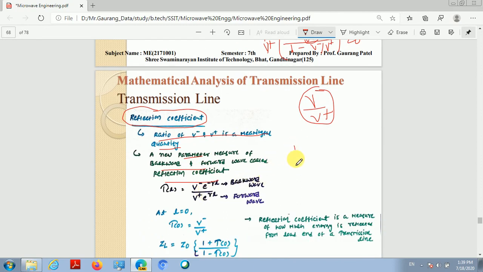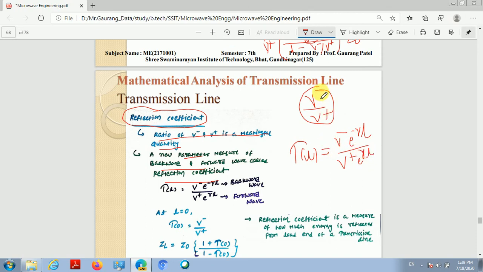Reflection coefficient is denoted by gamma L, which is a function of length. Okay, and it is the ratio of backward wave to forward wave. This is a backward wave, this is a forward wave. So which is the backward wave, beta? V minus e raised to minus gamma L. This is the backward wave. And this is the forward wave, that is V plus e raised to gamma L.